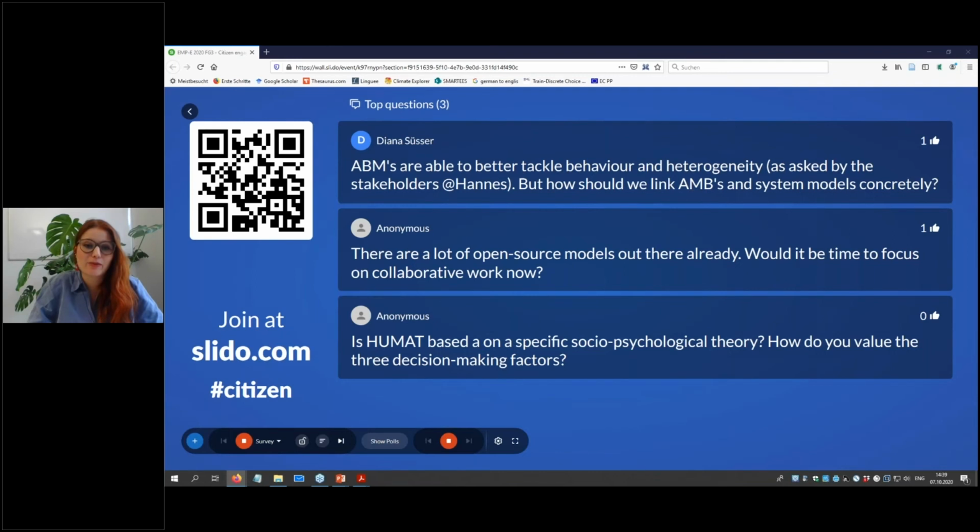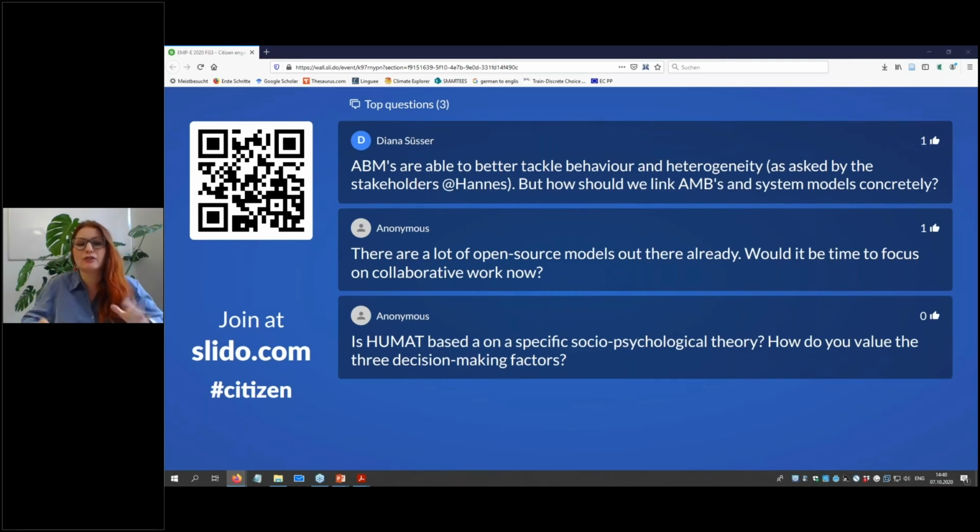The first actually came from myself, so I'm quite keen to learn more about opportunities of how to integrate agent-based models and system models. I think we heard already about the challenges, but maybe there's more to discuss how this could be done, maybe also in terms of discussing results together, but not trying to link those 2 kinds of models specifically.